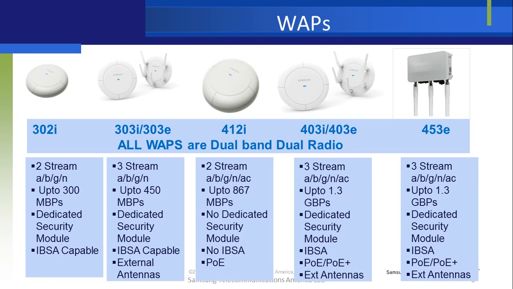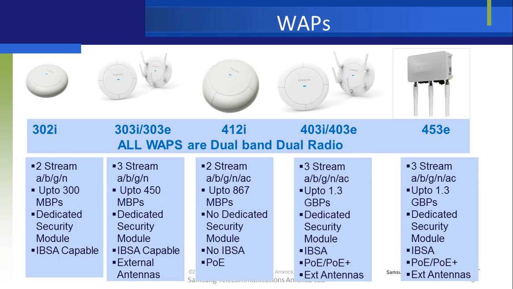Again, the 403E is the three-stream AC access point with the capability to do external antennas, and this is something that you can use in large public venues with the external antennas, assuming that you have a nice NEMA enclosure, a weather-rated enclosure. We've already worked with our partners to develop those.